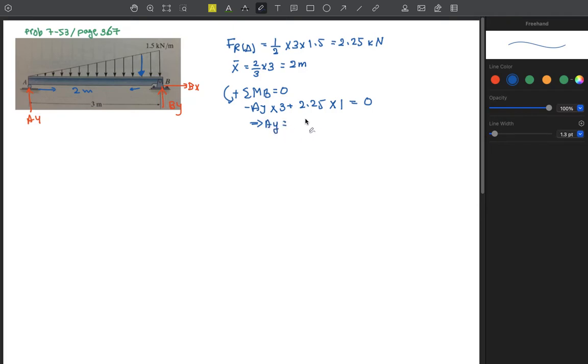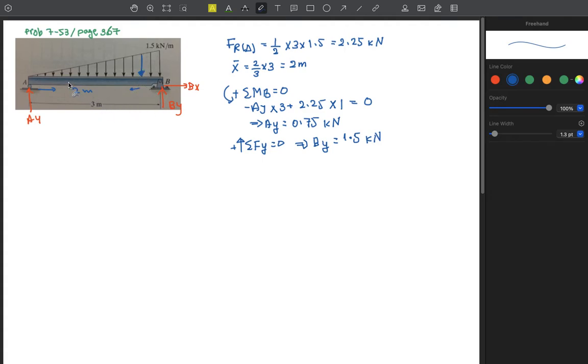So we get Ay equals 0.75 kilonewtons. Now, if you do the summation of forces in the y-axis equals 0, you'll get By. Please solve it yourselves. You'll get a value of By of 1.5 kilonewtons. Simply, if you sum these two forces, 1.5 and 0.75, this should give 2.25, which counteracts the effect of this concentrated load.